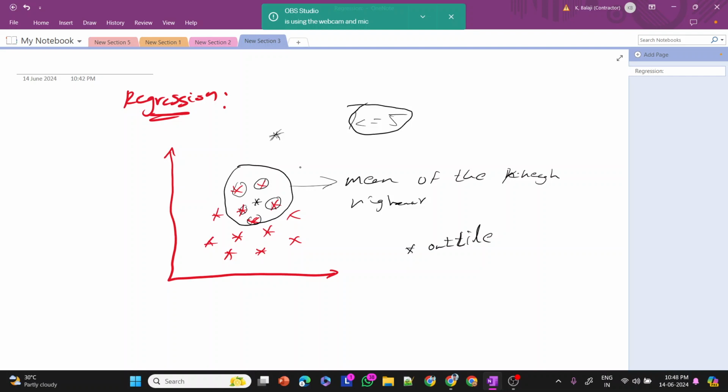To find the best value of k, we can use a technique called cross validation. By using the cross validation function, we can find which is the best k value for a KNN problem.